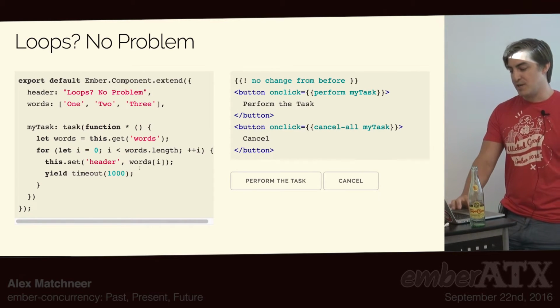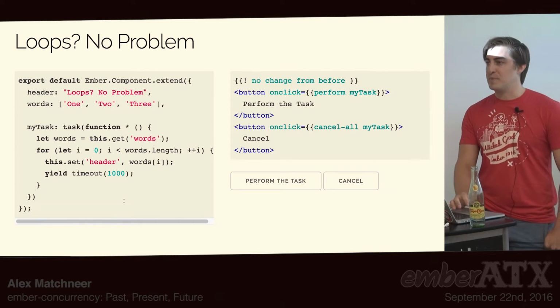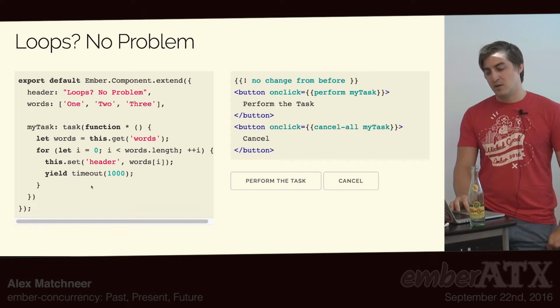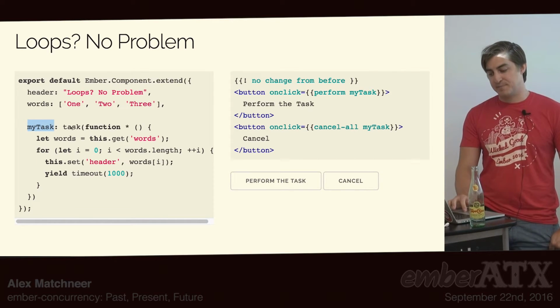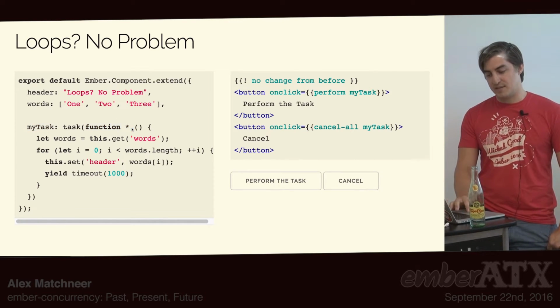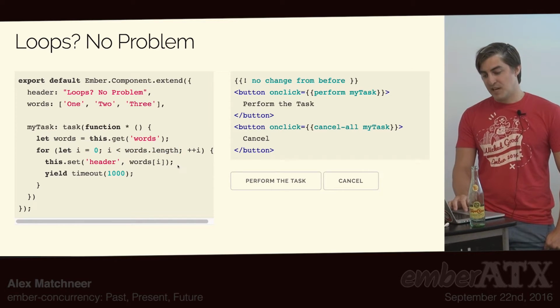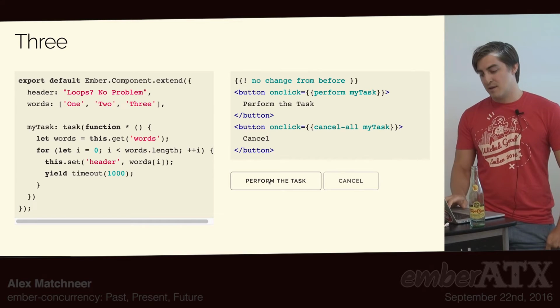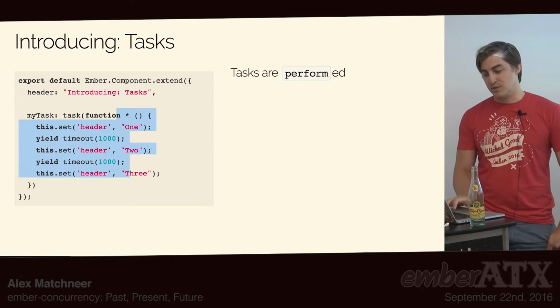And so this lets you do some pretty interesting things that wouldn't really make sense if you were trying to implement similar things with a promise chain. So here's a task called myTask. It uses generator function syntax, gets an array of words, loops through each word, and writes one word at a time to this header field, and then it pauses 1 second per loop. So it's literally the same thing from the previous slide, but rolled up into a single loop.